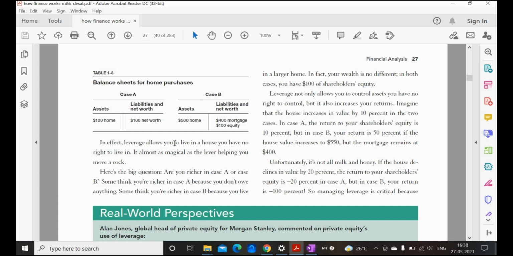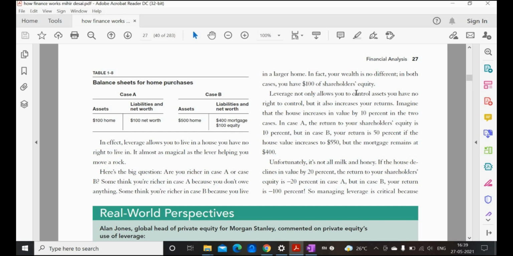In effect, leverage allows you to live in a house you have no right to live in. It's almost as magical as the lever helping you move a rock. Here is the big question. Are you richer in case A or case B? Some think you are richer in case A because you don't owe anything to anyone. Some think you are richer in case B because you live in a larger home. In fact, your wealth is no different. In both cases, you have $100 of shareholders' equity.